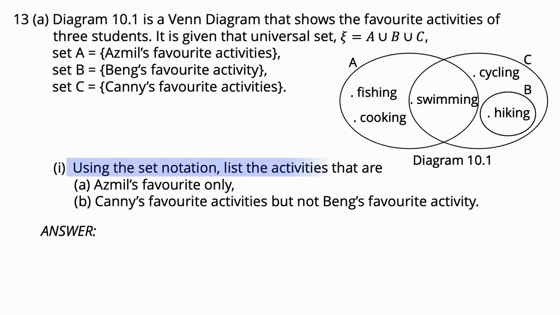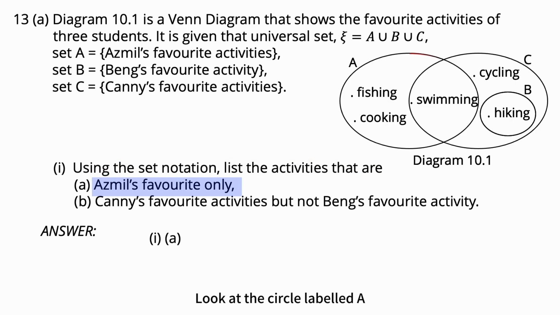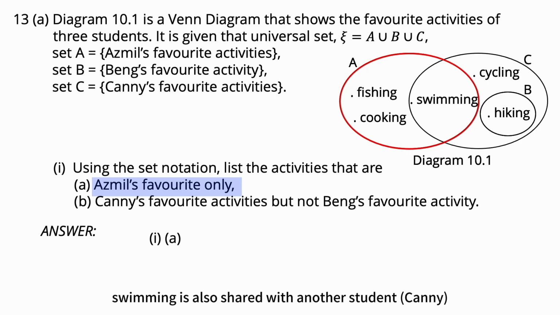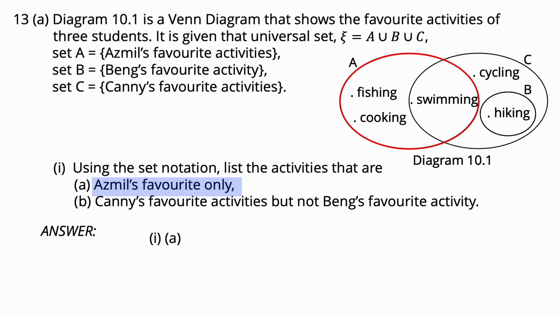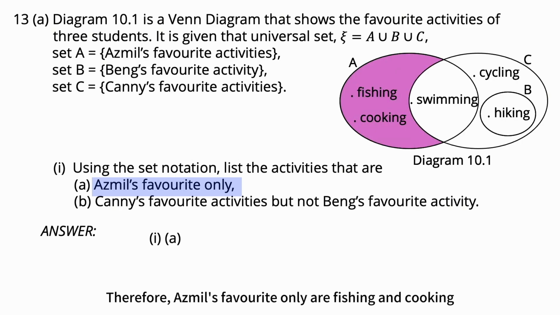1. Using the set notation, list the activities that are A. Asmo's favorite only. Look at the circle labeled A, which represents Asmo's favorite activities. Inside Asmo's circle, there are fishing, cooking, and swimming. However, swimming is also shared with another student, Canny, because it lies in the overlapping part between A and C. So, when we want Asmo's favorite only, we take away any activity that overlaps with other students. Therefore, Asmo's favorite only are fishing and cooking.